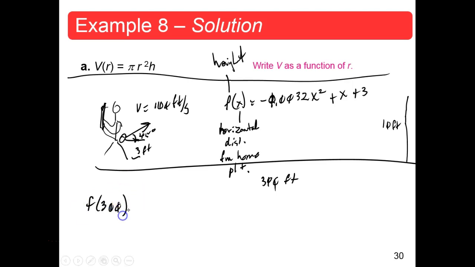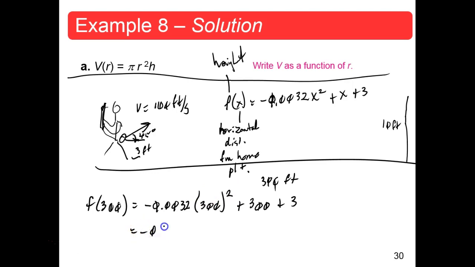I'm going to leave off the units now. They just sort of clog up matters. That's equal to minus 0.0032 times, what goes next? 300 squared plus 300 plus 3. Don't leave off your plus 3 there. Okay? Now, what are we going to do first here? Yeah, you got to do the exponent first.